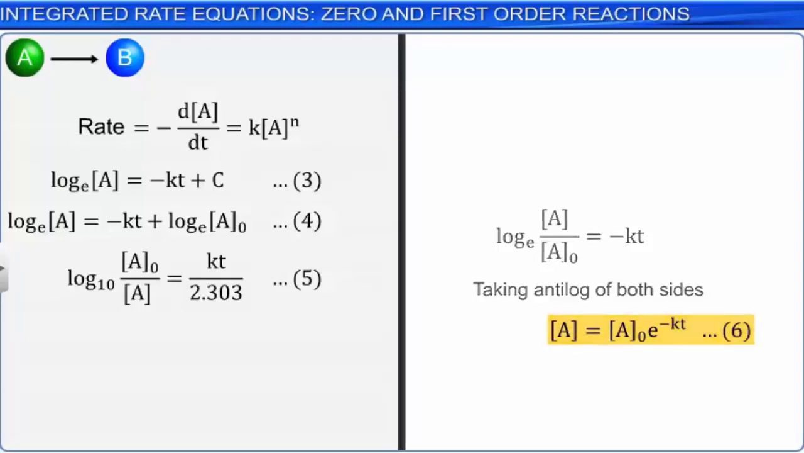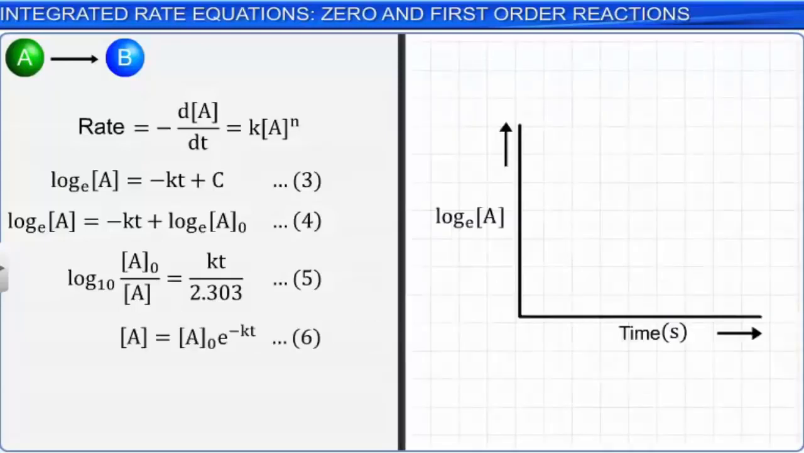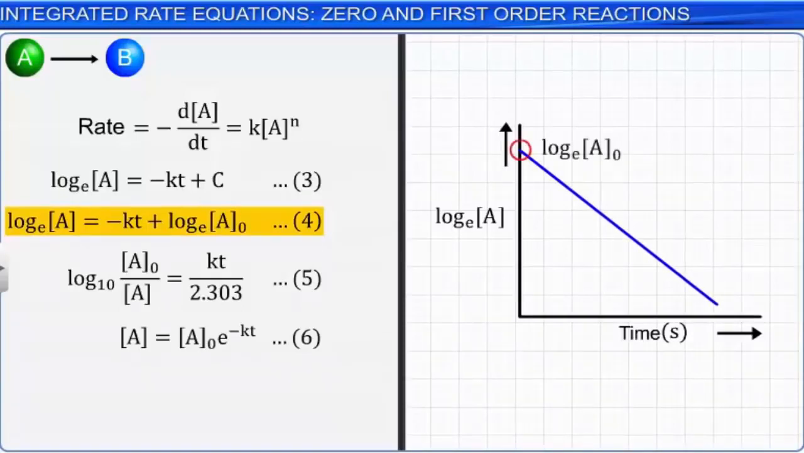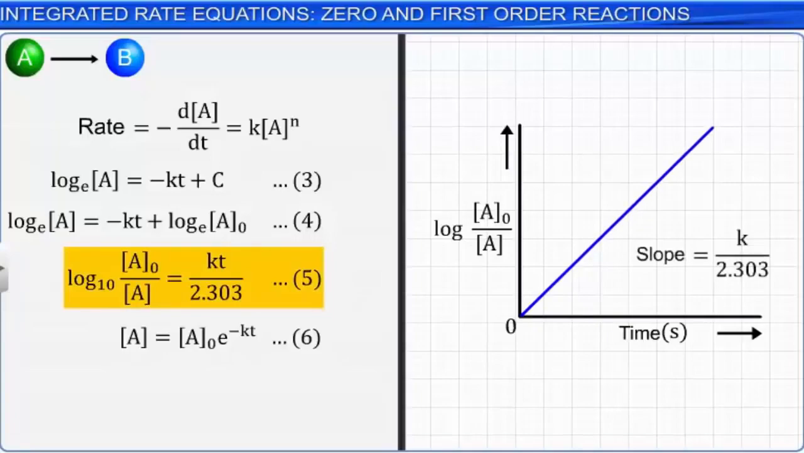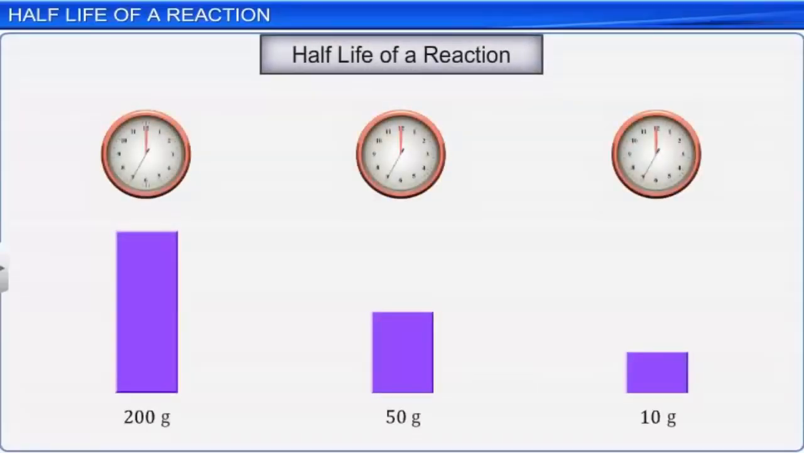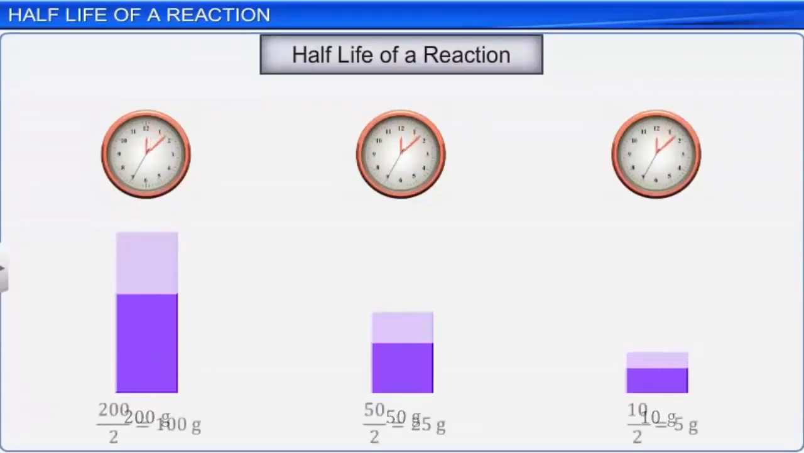If we plot equation 4 on a graph, then we get a straight line with the y-intercept as log initial concentration of A0 to the base e and slope as minus k. If we plot equation 5 on a graph, we get the graph as shown here. Half-life period of a reaction is defined as the time taken for the concentration of a reactant to reduce to 1/2 of its initial concentration.